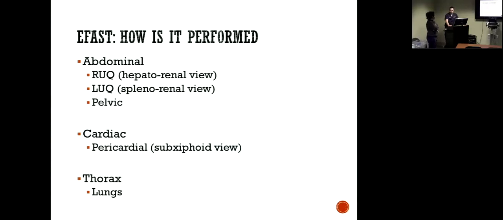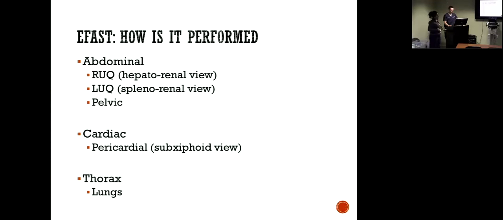So how is it performed? Basically, we have 3 abdominal views and then a cardiac view. We look at the right upper quadrant, which is our hepatorenal view. You basically look between the liver and the right kidney. Left upper is between the spleen and the left kidney. Pelvic view, you're looking around the bladder. And subxiphoid is right under the rib cage into the heart to look around the pericardium.